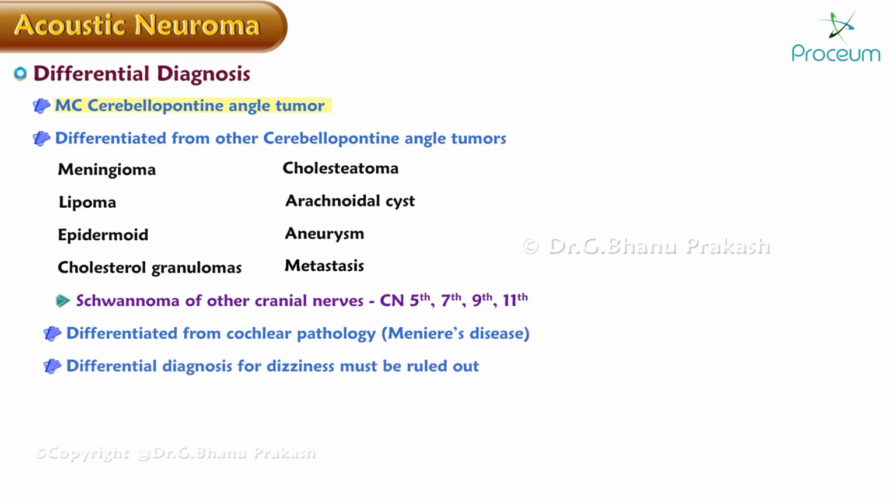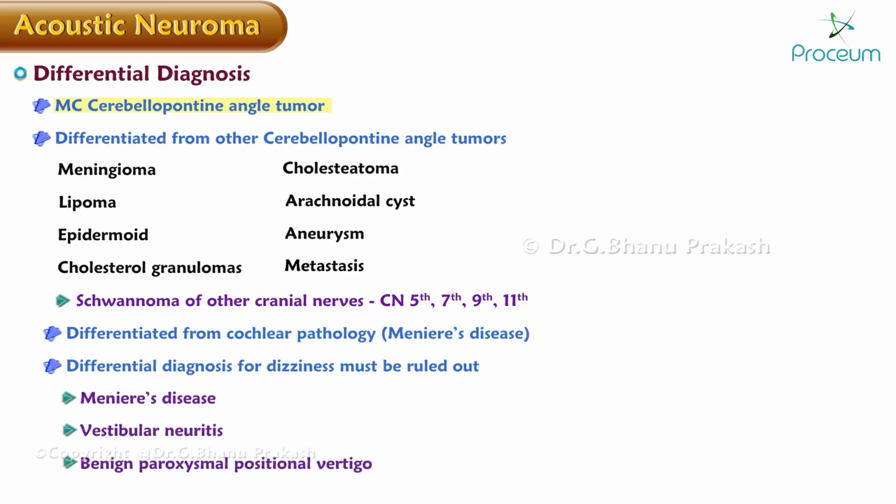The differential diagnoses for dizziness must be ruled out, which has a similar presentation to acoustic neuroma. They are Meniere's disease, vestibular neuritis, benign paroxysmal positional vertigo.